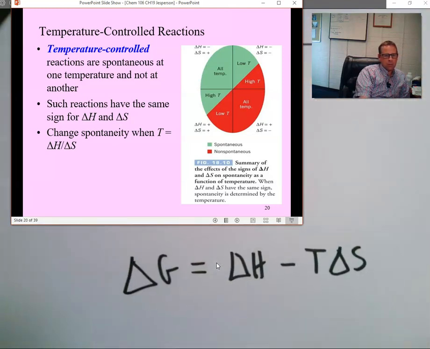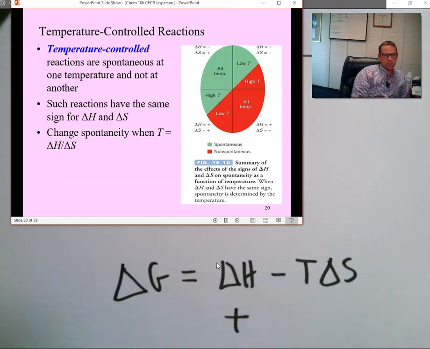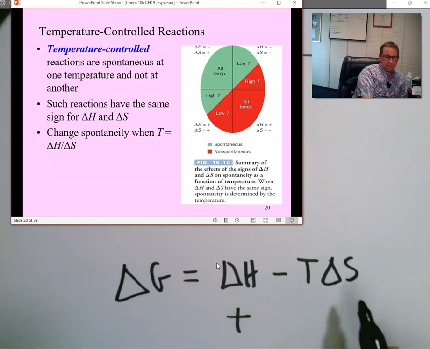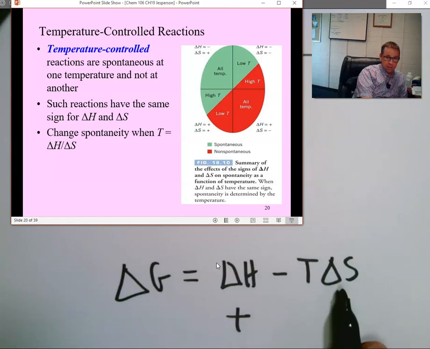Okay, so if delta H is some positive value, but delta S is positive also, meaning that it's possible to have a negative contribution because there's a negative sign in here.